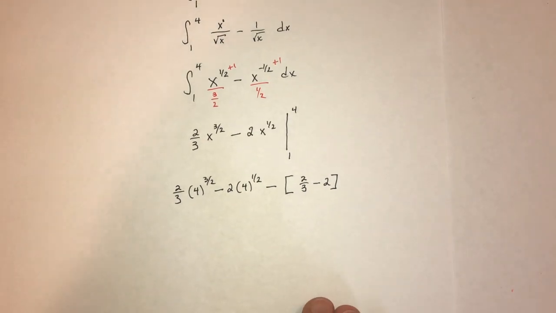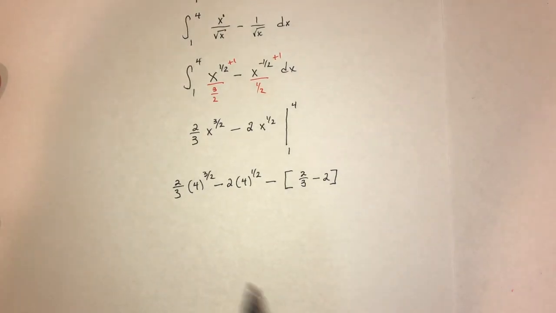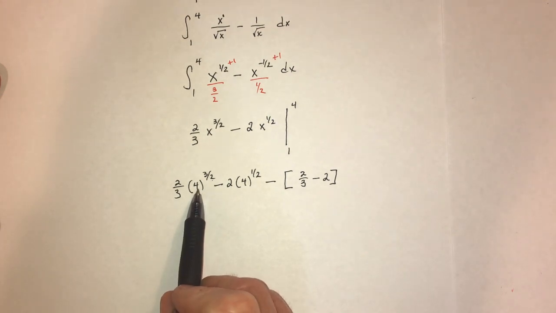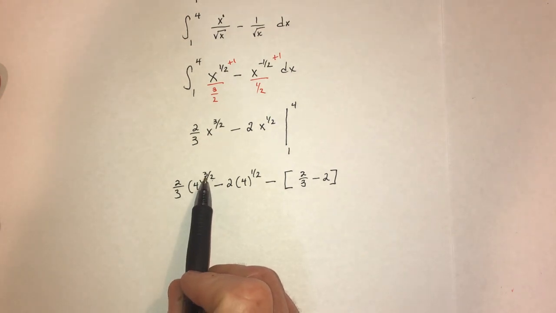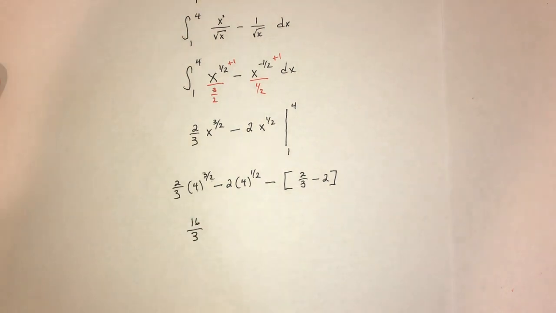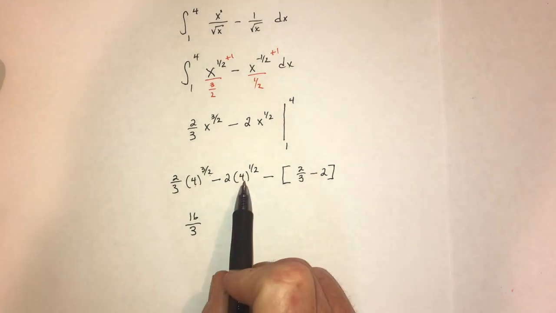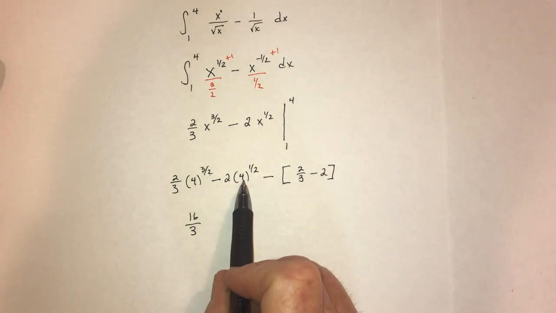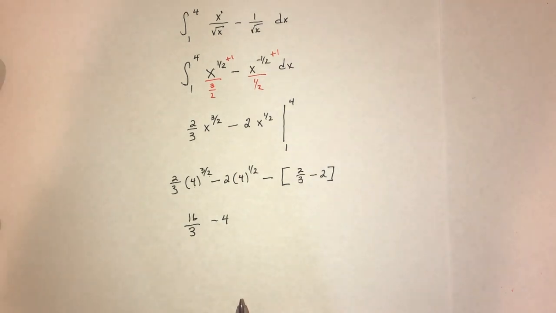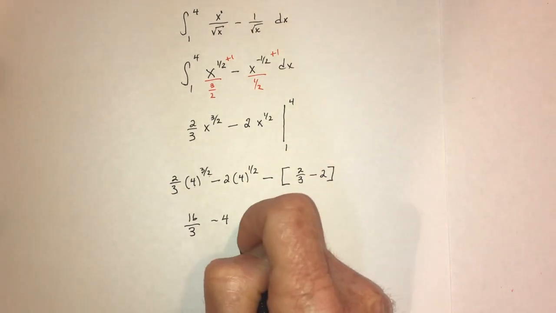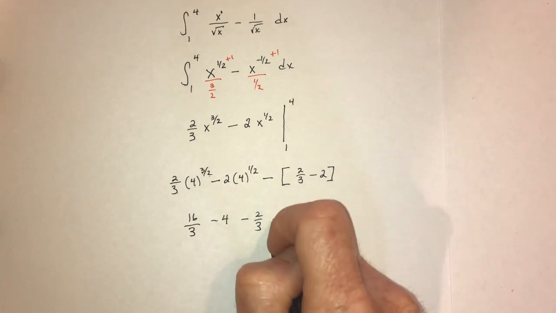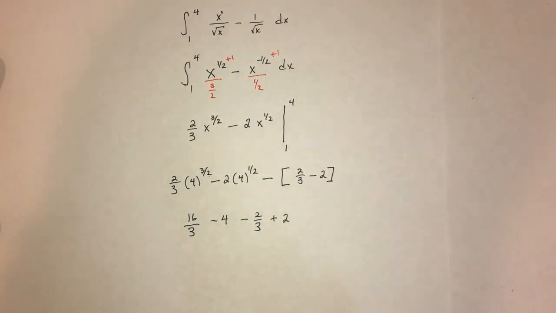And then, can I do this without a calculator? So this means square root. The square root of 4 is 2. You cube that, it's 8. And then times 2 means this is 16/3. This is going to be the square root of 4 is 2, and times that, so that's minus a 4. And then this would be minus 2/3, and then distribute the negative, and this becomes a positive 2.